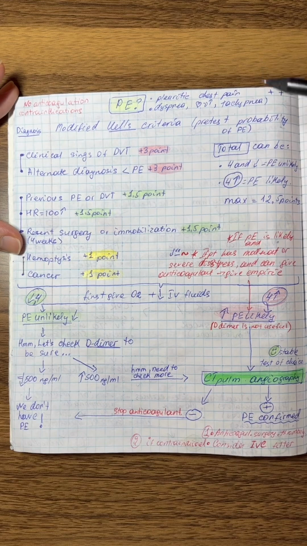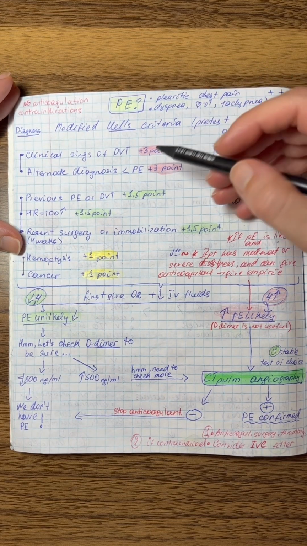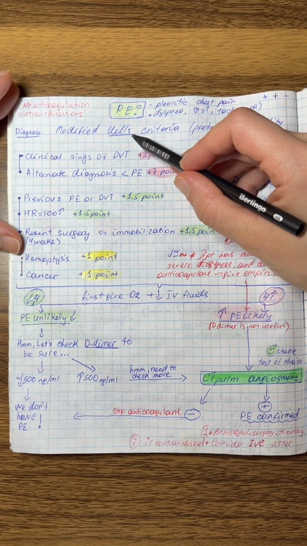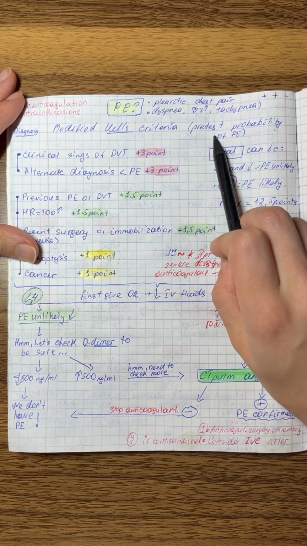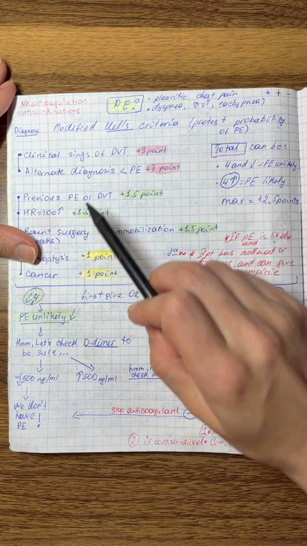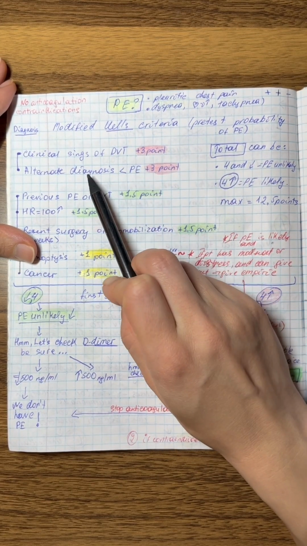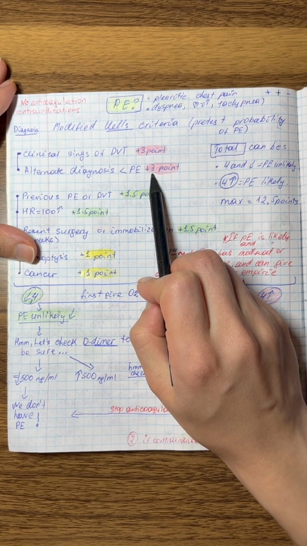It is impossible to talk about pulmonary embolism management without talking about the modified Wells criteria. These criteria will give us the pretest probability of pulmonary embolism. This is very important and we need to know the criteria and the points. So, clinical signs of DVT, or deep venous thrombosis, will give us 3 points. If an alternate diagnosis is less likely than PE, that will give 3 points.